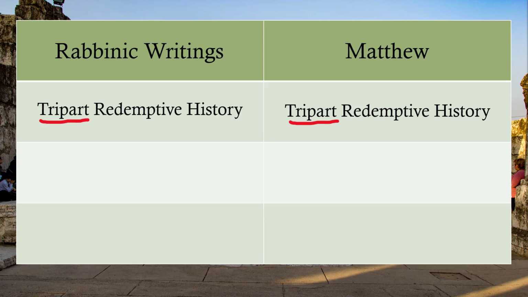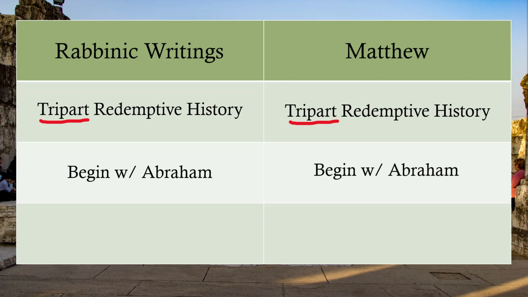The second thing is rabbinic writings always begin redemptive history with Abraham. Who does Matthew begin his genealogy with? Abraham. Because Abraham is the turning point in history. He's the beginning of God's redemptive history.